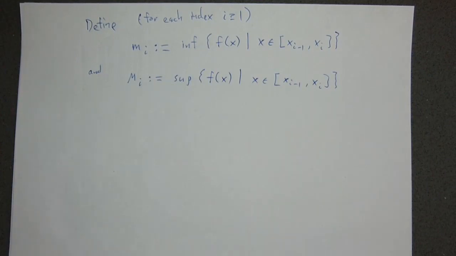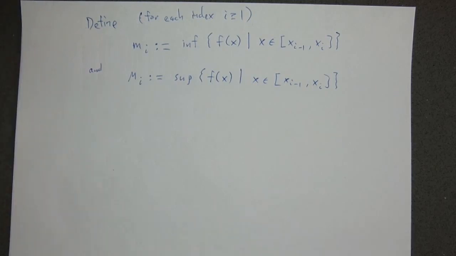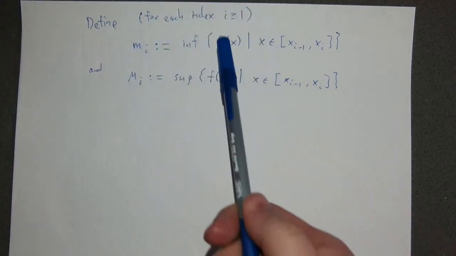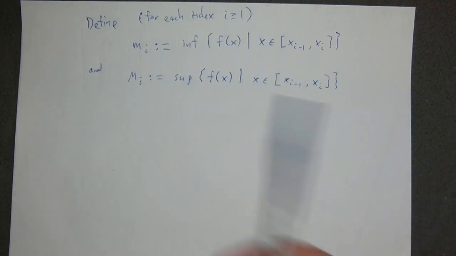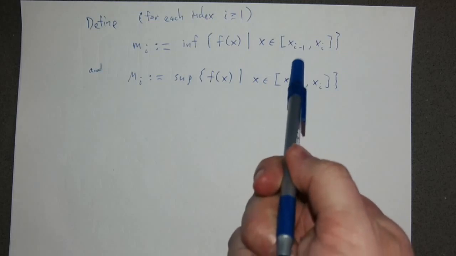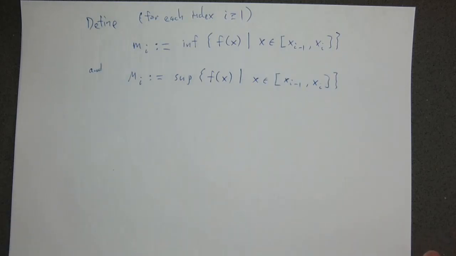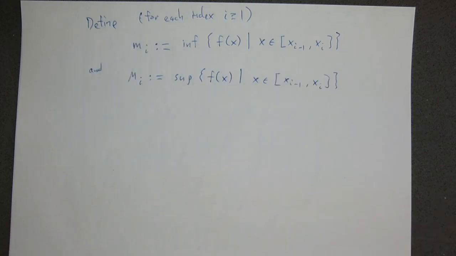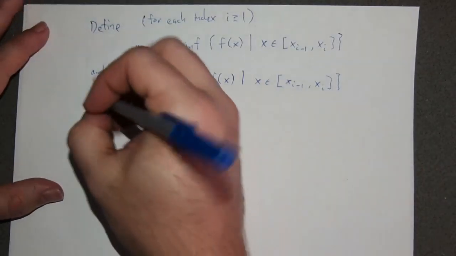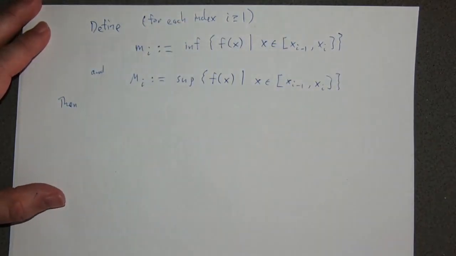Okay, so let's stop for a second. What is little m sub i? This is the infimum of the set of all functional values ranging over this particular subinterval of this partition. The ith subinterval, if you like. Similarly, this big M is the sup over that same set. So you probably see where I'm going with this. Then define the following.